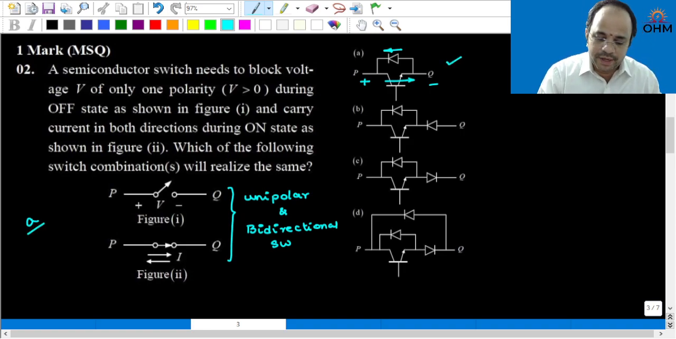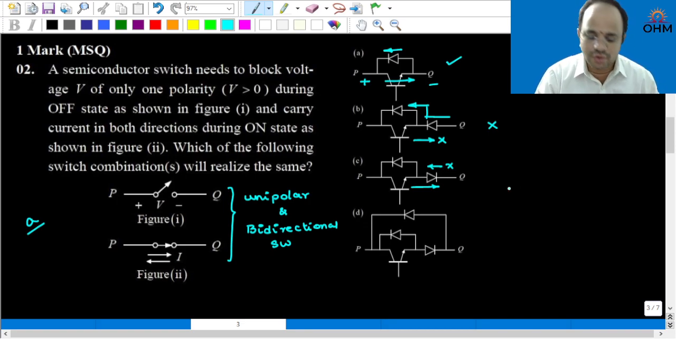Now next one, coming to B. Now let us talk about voltage later. So this switch can carry the current always from Q to P only, right? It cannot carry the current in this direction. Therefore, this switch is not suitable for our requirement. So ignore it. Now, in this case, this switch can carry current only in this direction, and the reverse direction is not possible. So B and C are also not suitable for the given requirement.